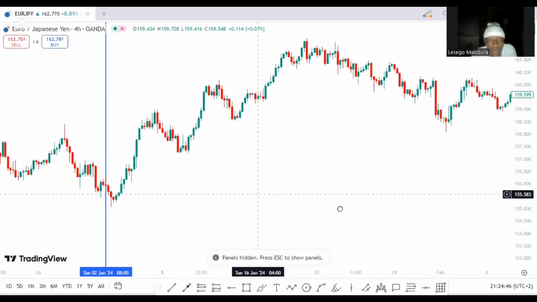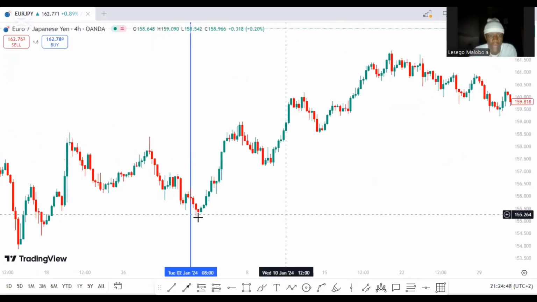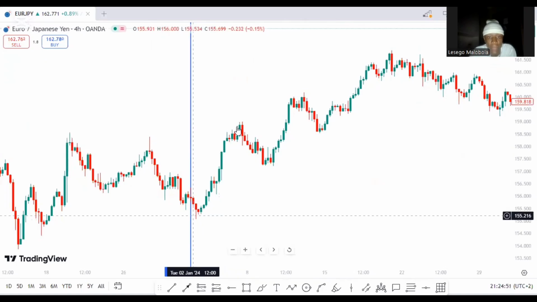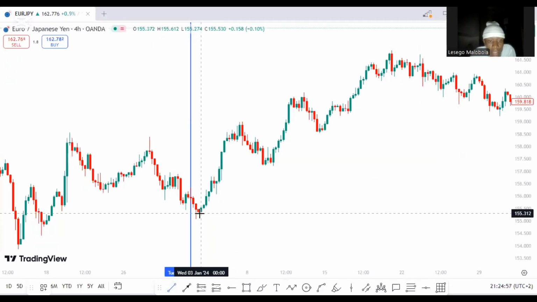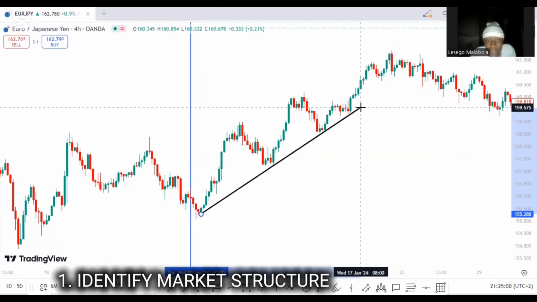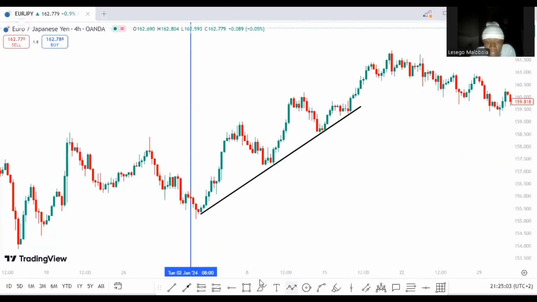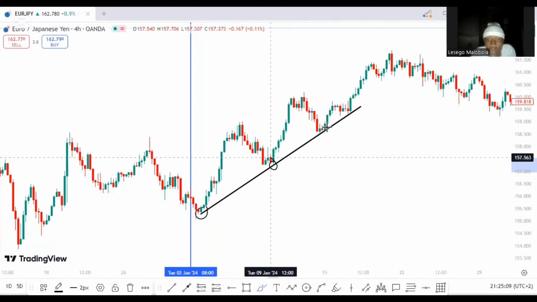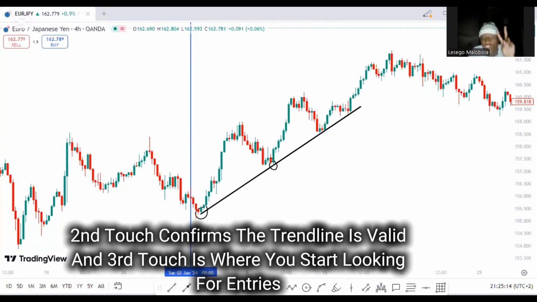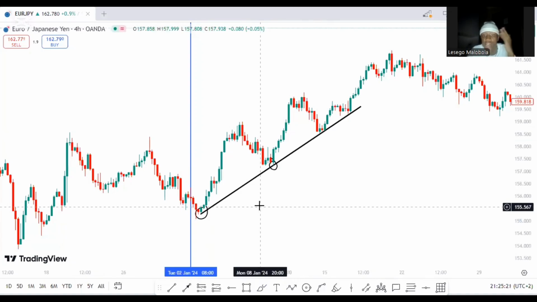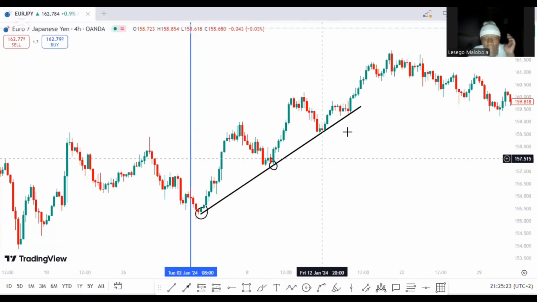Seeing price right now, I do see that price is building up higher highs and higher lows. So let me try to connect my trend line and see if we can find any entries. We have a first touch here. Remember, the second touch confirms the trend line, it confirms that the trend line is valid. And the third touch is when you find your entry points to take advantage of the market.